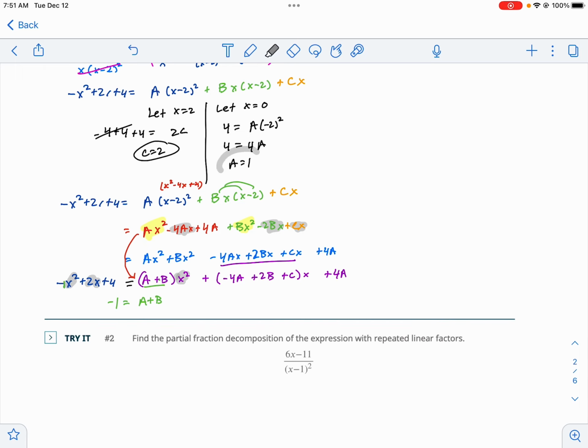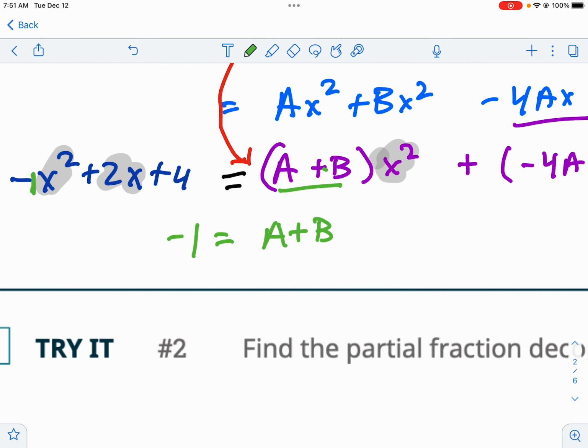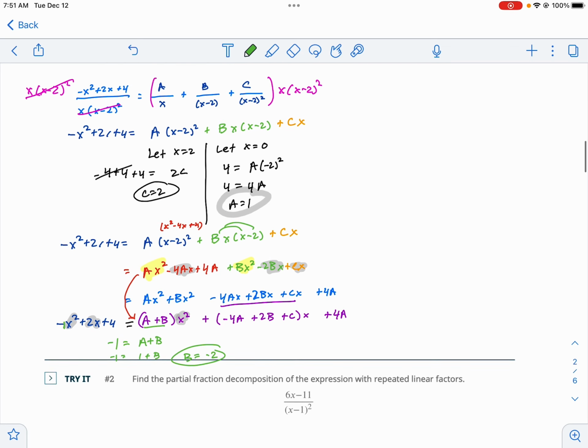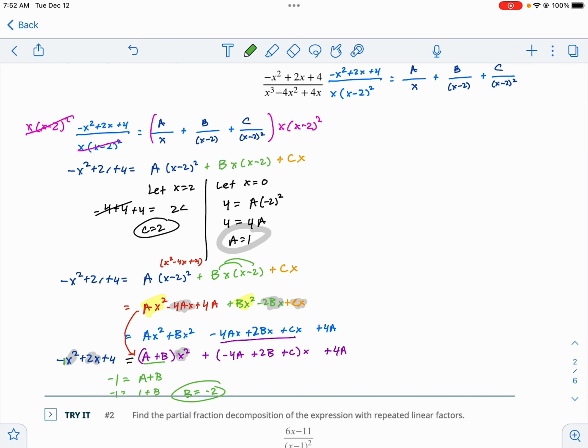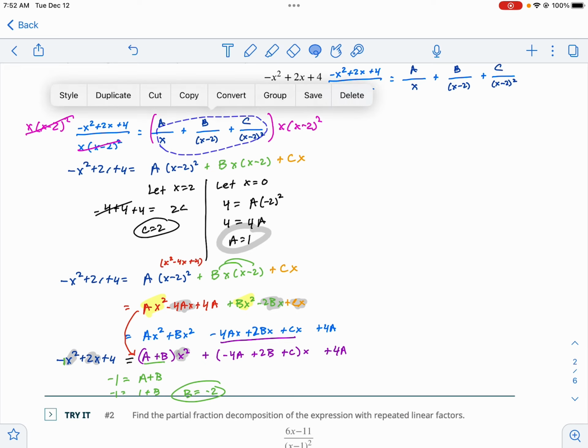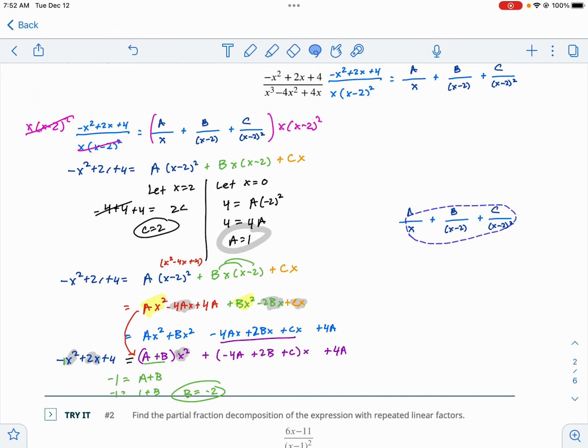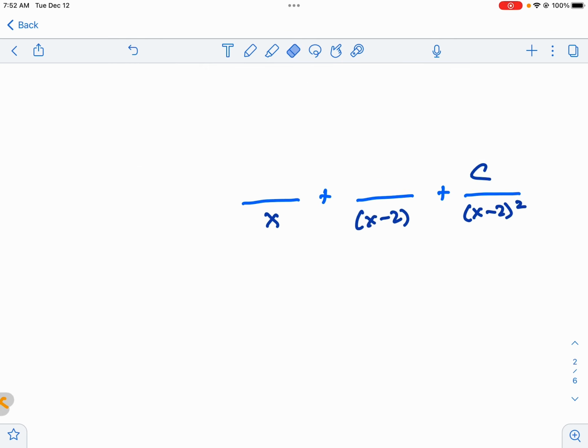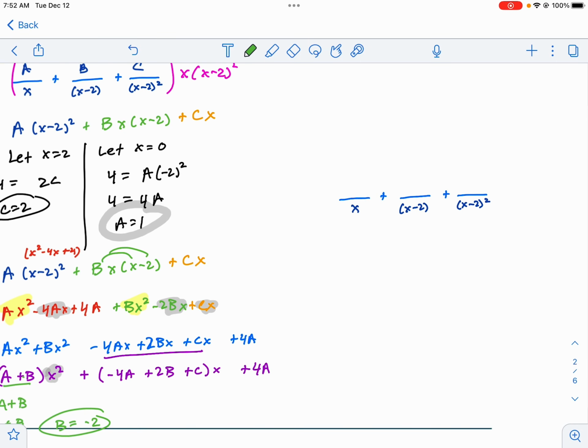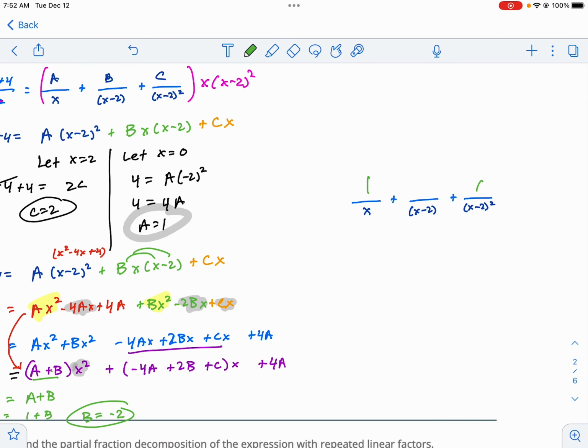I know that A is equal to 1. So I have negative 1 is equal to 1 plus B. And therefore B is equal to negative 2. And then make sure you plug them back in. So here's my answer. A is 1, C is 2, B is negative 2. So that's my answer.